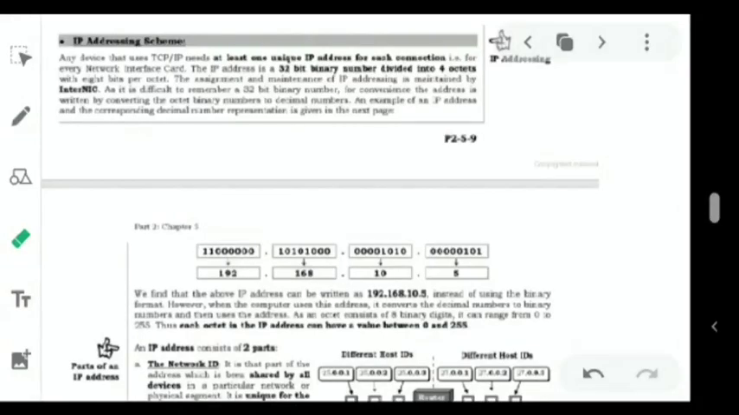So the first topic is the IP addressing scheme. Any device that uses TCP/IP needs at least one unique IP address for each connection. What is an IP address actually?